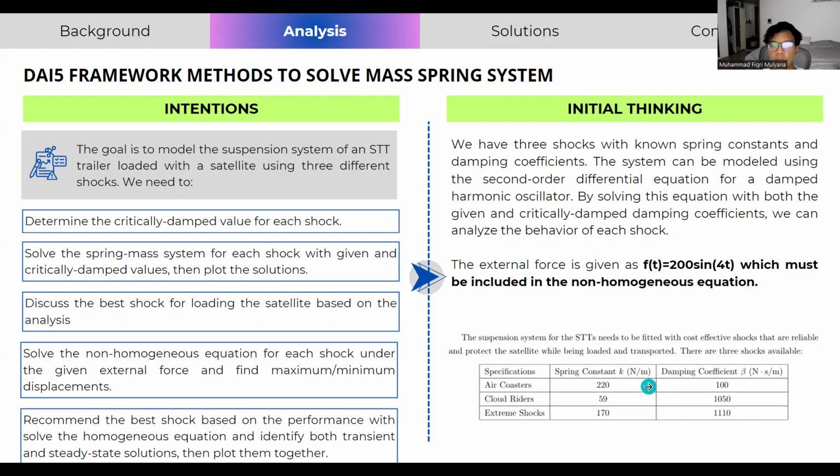equations. And below, this is the picture of the specification of the shocks, which the Air Coaster has the spring constants, Cloud Riders have their values, and Extreme Shocks have theirs.